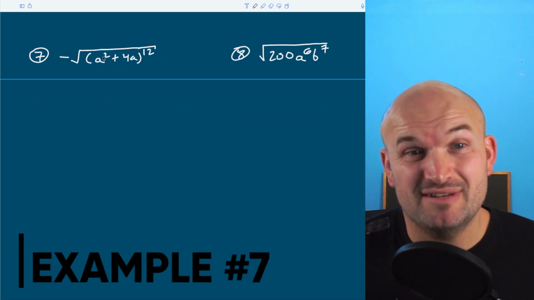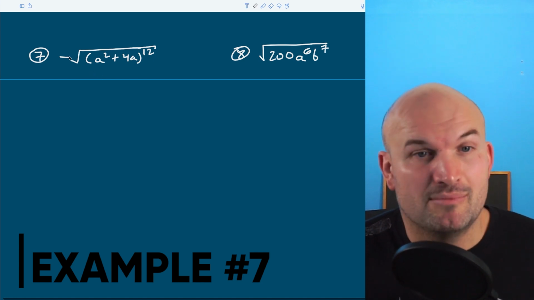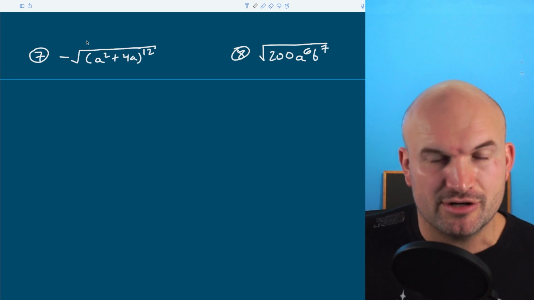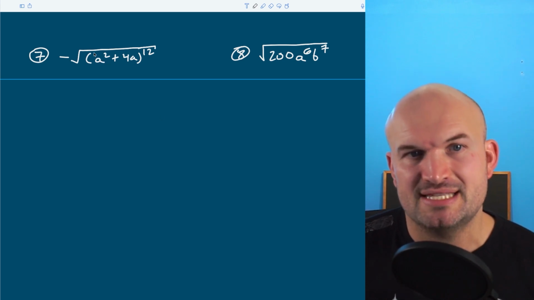All right, and question number 7, it's very similar to the previous example. And we see the negative though is on the outside. So remember, that's just a scalar. It's just multiplying by your expression. Another thing that people see though, is they see this expression.